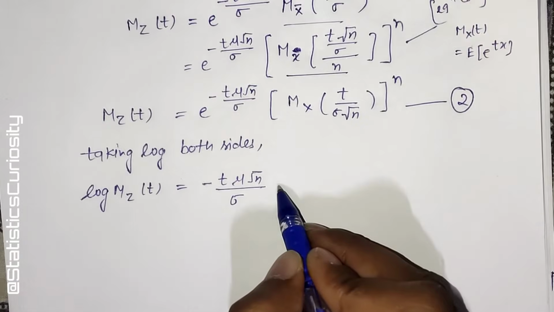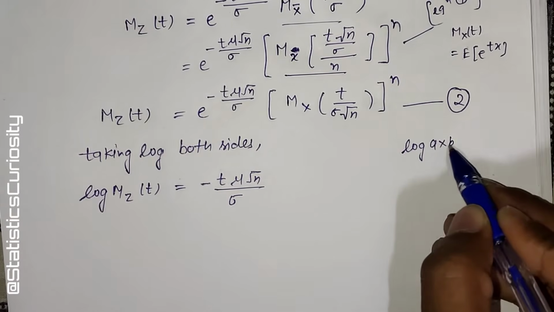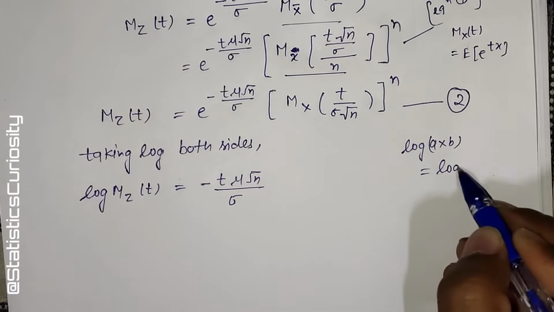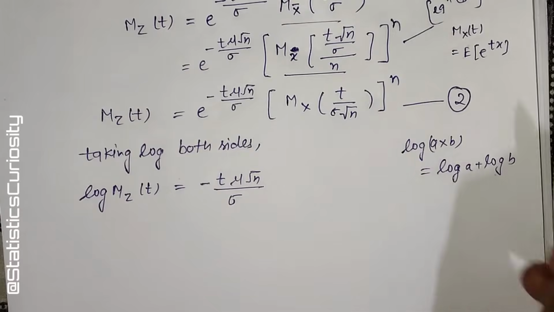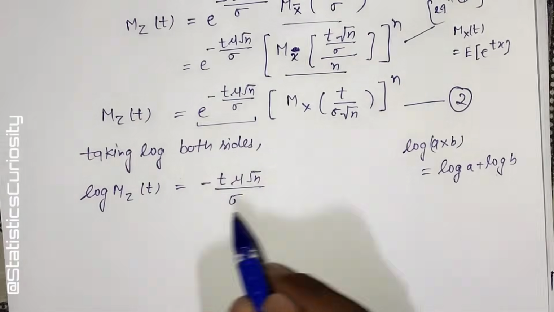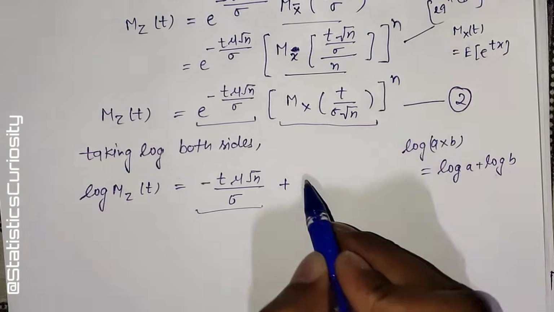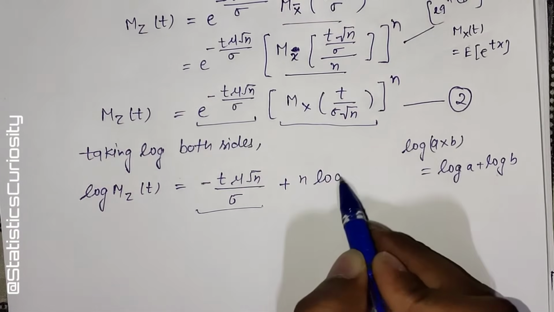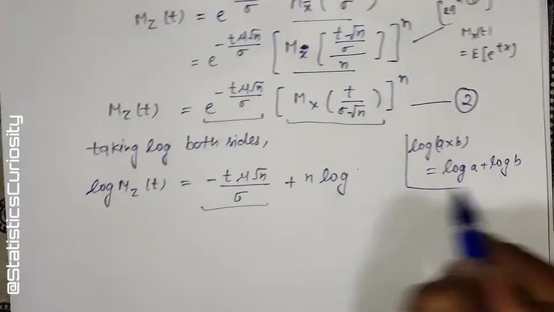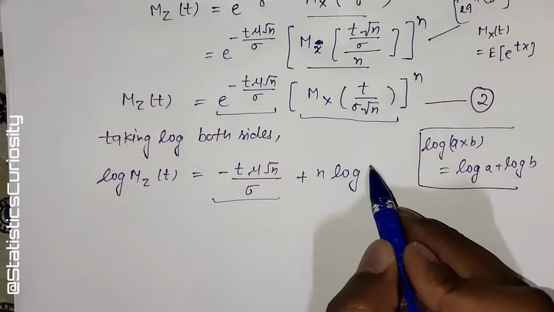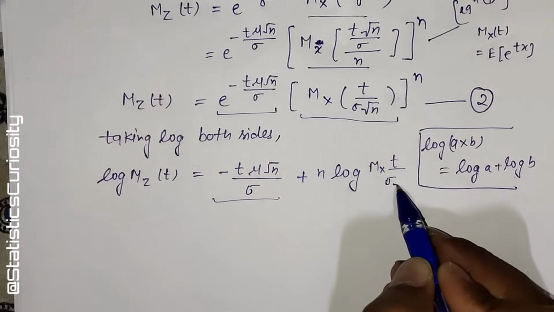So this n will be written as a multiplier, and the log of the product of two terms is log of a plus log of b. So the log of this term is this, plus the log of this term, which is n log this entire term. What is this entire term? This is log Mx(t divided by sigma under root n).